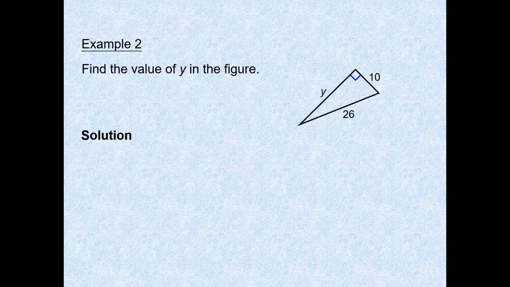Example 2. Once again, this is a right angle triangle. Can you find the hypotenuse for me? Is it y? No, because y is not opposite to the right angle. In this case, 26 is our hypotenuse. This is our longest side in this triangle. So we need to take out the 26 and make the square of it.